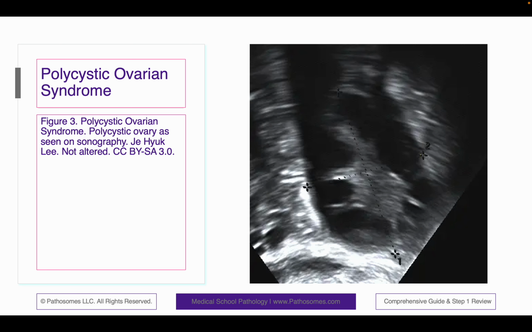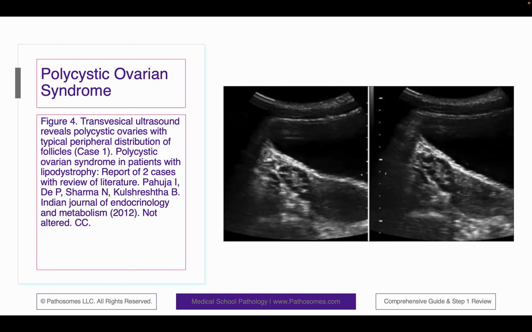And some radiologists can actually pick this up utilizing sonography, where they note polycystic ovaries seen on a sonograph. Here we have a transvesical ultrasound that apparently is revealing polycystic ovaries. Future radiologists out there, can you see it? I could see it, so you better be able to see it, because I'm a pathologist. I like colors and stuff.